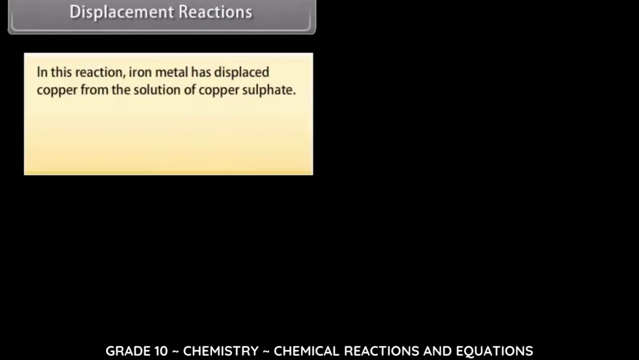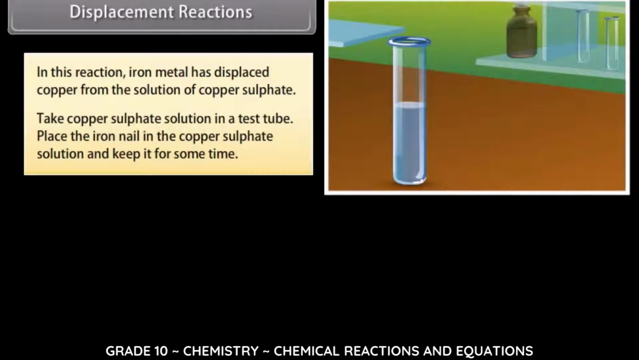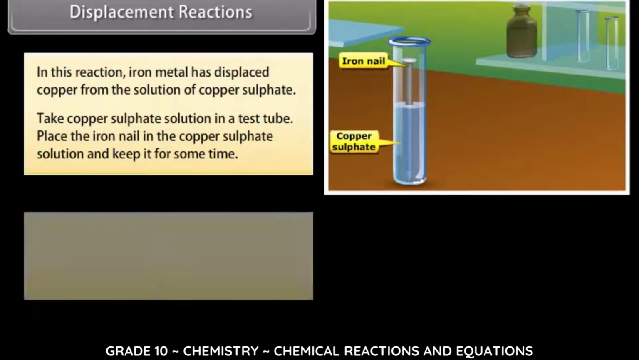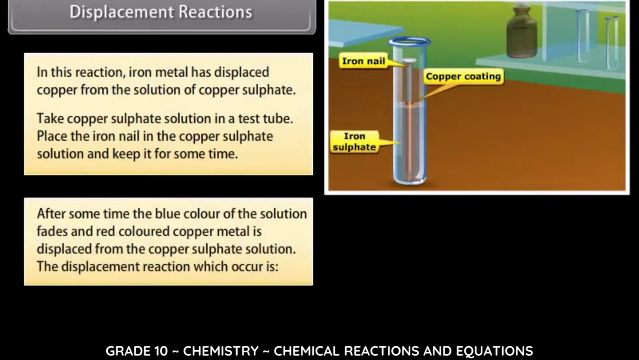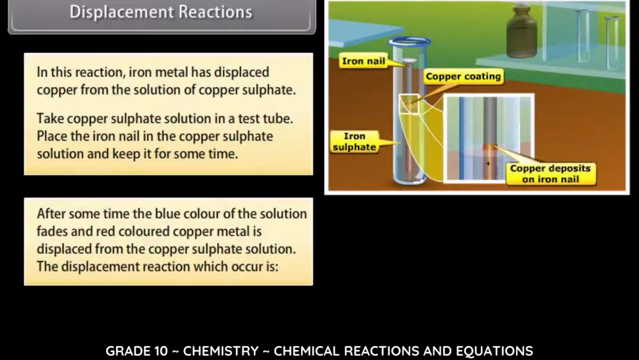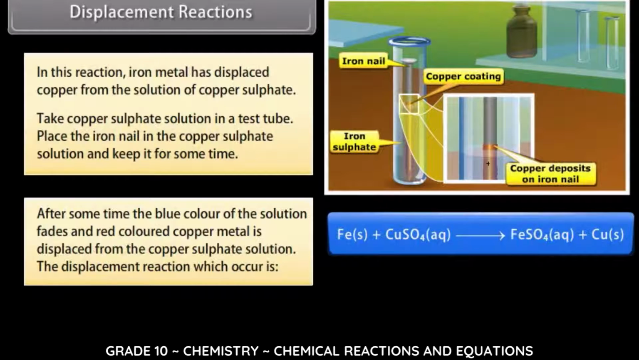In this reaction, iron metal has replaced copper from the solution of copper sulfate. Take copper sulfate solution in a test tube. Place the iron nail in the copper sulfate solution and keep it for some time. After some time, the blue color of the solution fades and red-colored copper metal is displaced from the copper sulfate solution. The displacement reaction which occurs is Fe plus CuSO4 gives FeSO4 plus Cu.